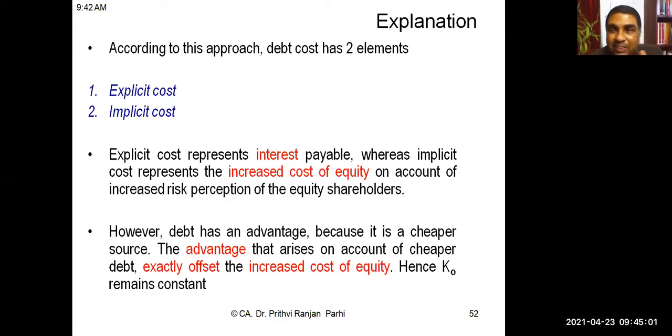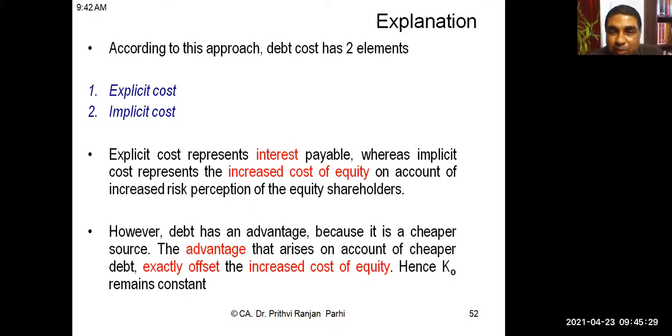So that increase in cost of equity is referred to as implicit cost. Because of this implicit cost, my overall cost is not falling. Overall cost is remaining constant. So explicit cost represents the interest payable, whereas implicit cost represents the increased cost of equity.